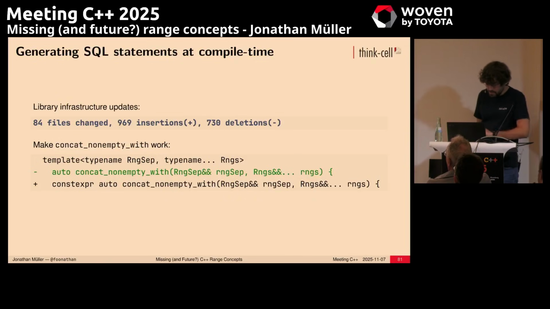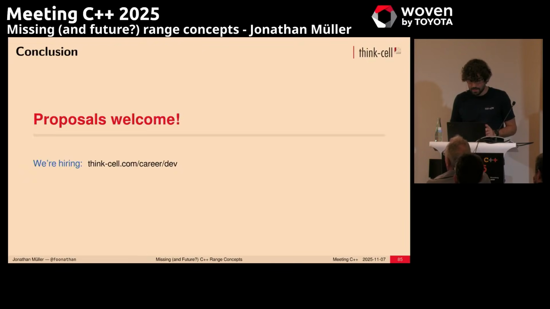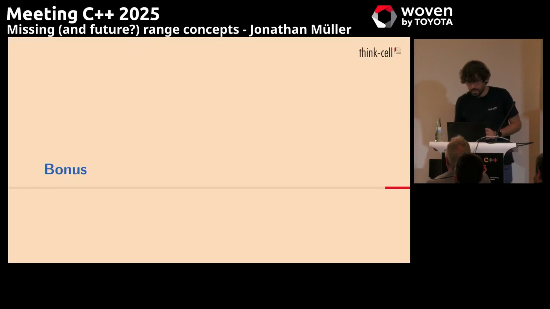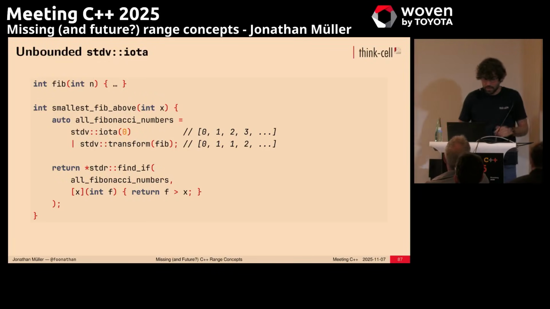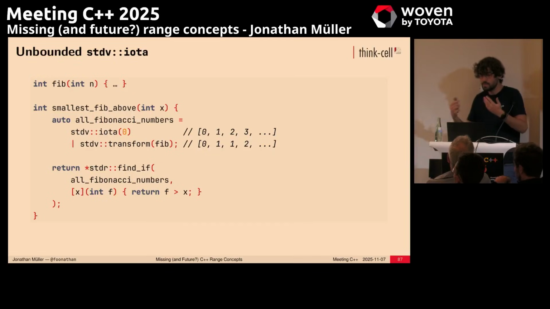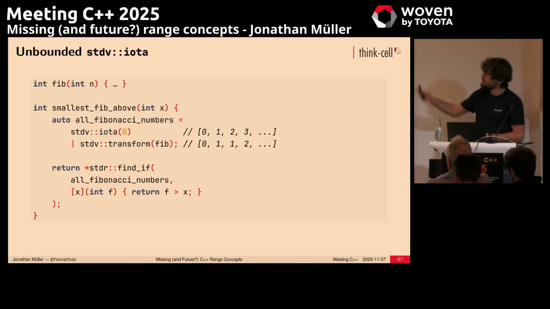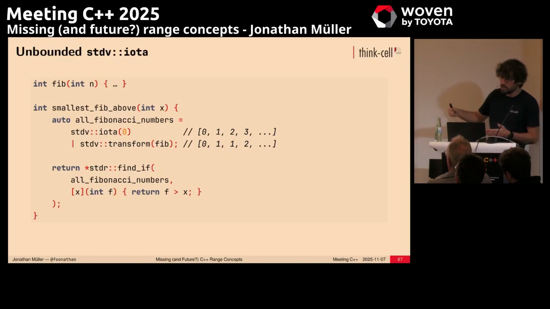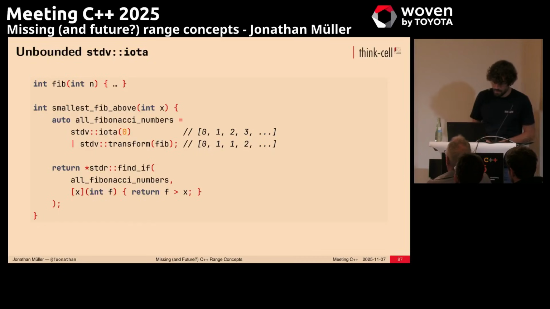But anyways, I have 15 more minutes. That means I'm going to do the bonus stuff. So, entirely different, unrelated to the rest of the talk. This is some code that finds the smallest Fibonacci number above a given value. So we first start out by getting all the values, all the integers, and then we're transforming each one to the nth Fibonacci number, and then we're finding it.